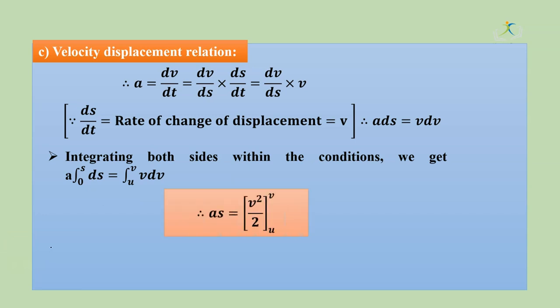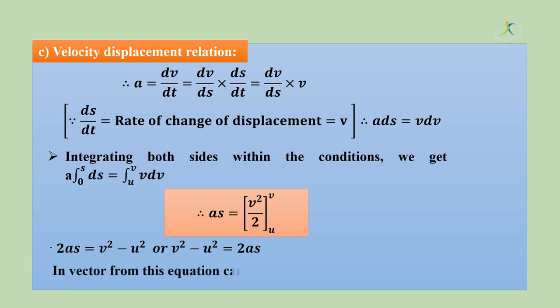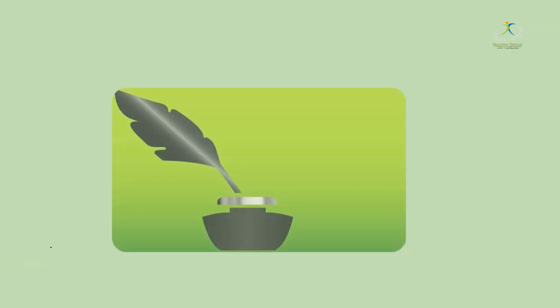So a s is equal to v square by 2. If we put in the upper and lower limits, we get 2as is equal to v square minus u square. From here we get v square minus u square is equal to 2as. And in vector form, this equation can be written as vector v dot vector v is equal to vector u dot vector u plus 2 vector a dot vector s.